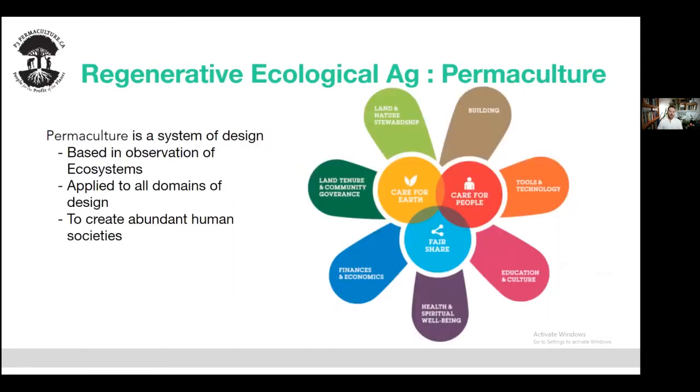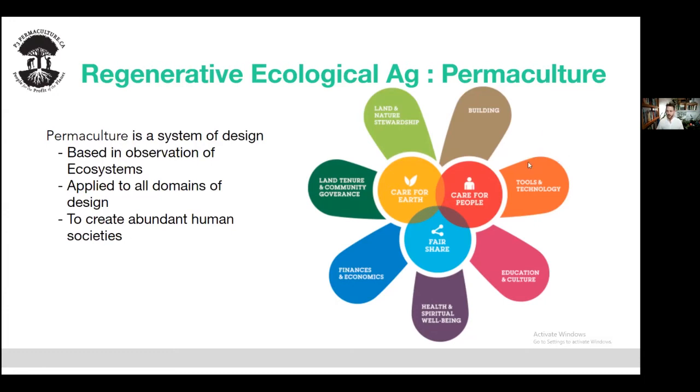So how does permaculture play into this? Well, in permaculture, we're not doing agriculture, we are doing ecological design. So in this little flower of solutions here, you see that land and nature stewardship is one of them, land tenure is another, but we can also look at buildings. So many people in the conference before mentioned greenhouses. Well, we can design and build a greenhouse here in Canada that does not require heating. So now how does that change the talk around growing tomatoes in the winter, if we don't need hydroelectricity to keep it warm?